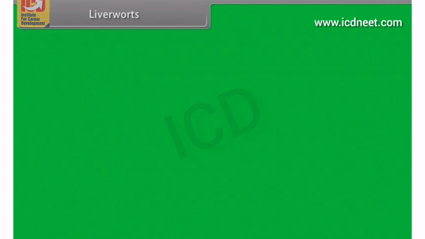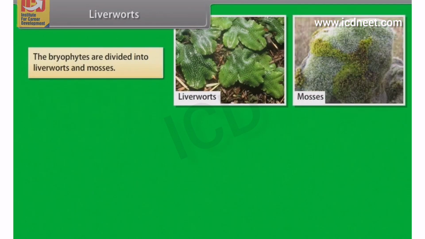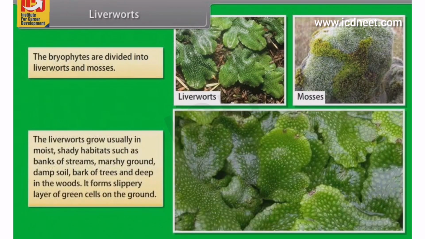Liverworts. The bryophytes are divided into liverworts and mosses. The liverworts grow usually in moist, shady habitats such as banks of streams, marshy ground, damp soil, bark of trees, and deep in the woods. It forms a slippery layer of green cells on the ground.